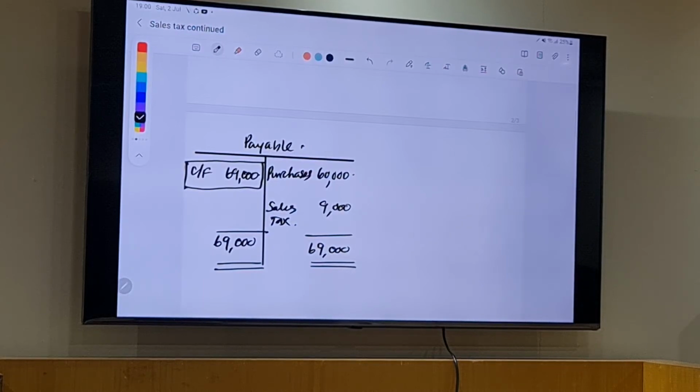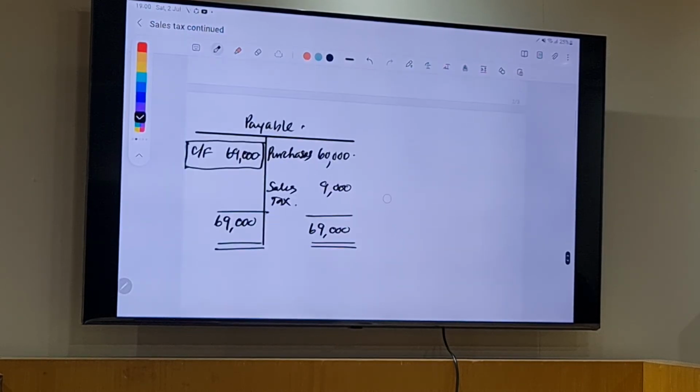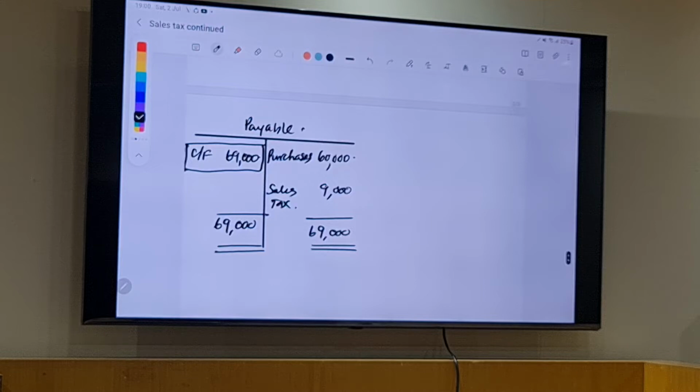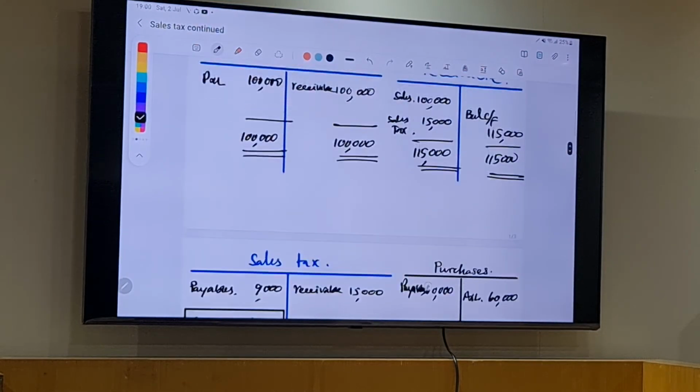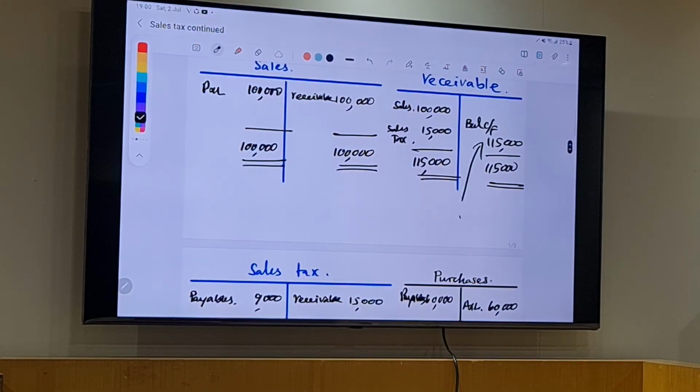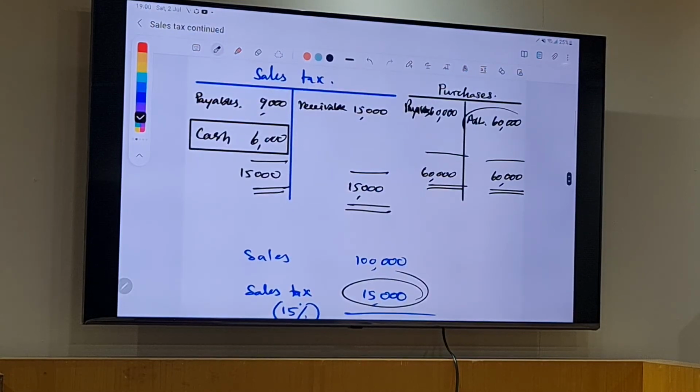Right. Anyway, this is the double entry. Now P&L. This will go to the balance sheet. This will go to the balance sheet. This will be in the balance sheet, and this will also be in the balance sheet, and this will be in the P&L, and this will also be in the P&L.